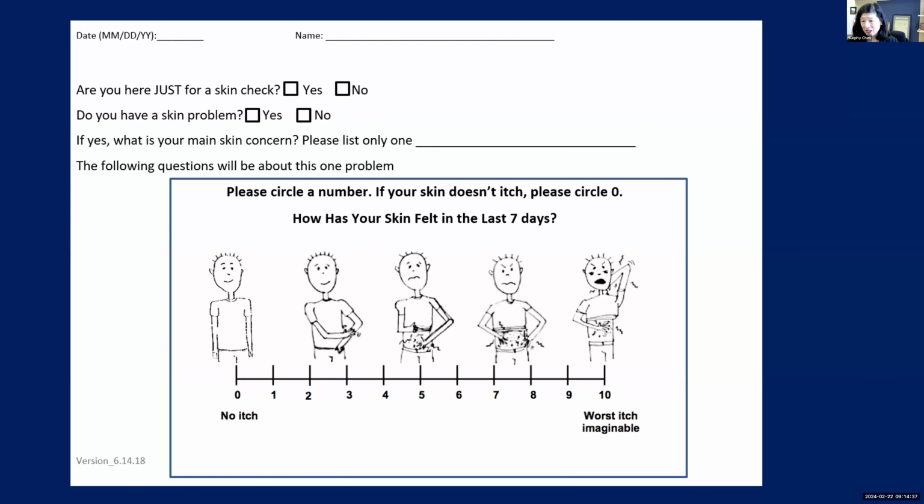So this is what the SDOM looks like. Are you here just for a skin check? If yes, then they pretty much don't answer the rest of it. But if they have a skin problem, they have to list the skin problem, the main one that we're going to ask these questions about so that we know what we're actually looking at the data for. We ask the itch quant to figure out whether or not they're itchy, and if so, how severe.